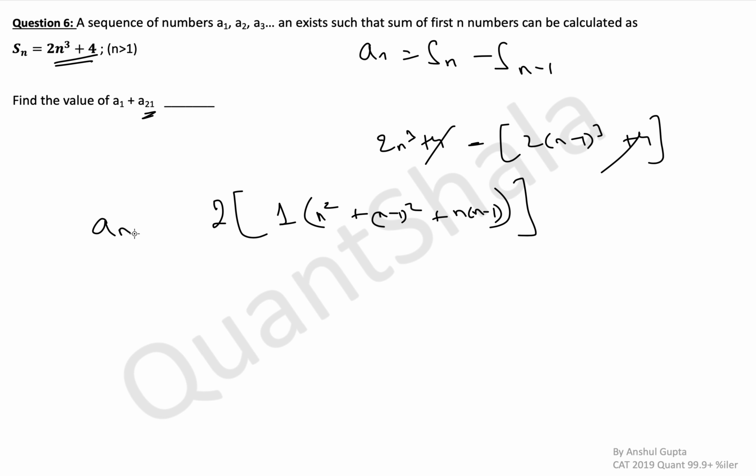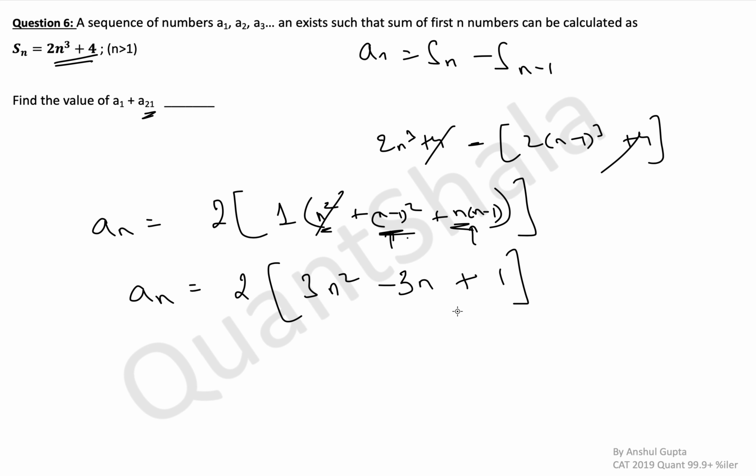So this is the expression for an. Finally you get 2 multiplied by n squared, which will come 3 times, 1 from here, 1 from here, 1 from here. So you get 3n squared. Then you get another minus 2n from here and then minus n from here, so you get minus 3n, and then you get plus 1 from here. So this is finally coming out to be 6n squared minus 6n plus 2.